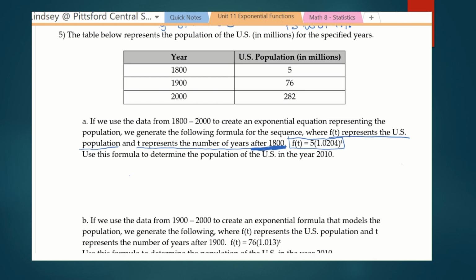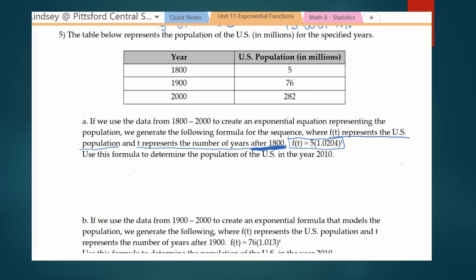We use an exponential function here because you'll notice there's not a constant change. So although our years go up by 100, our population does not increase at the same rate every single time. So we're fitting an exponential formula to this data because there isn't a constant rate of change. So looking at this, we're going to use this formula that was provided for us in Part A to determine the population of the U.S.